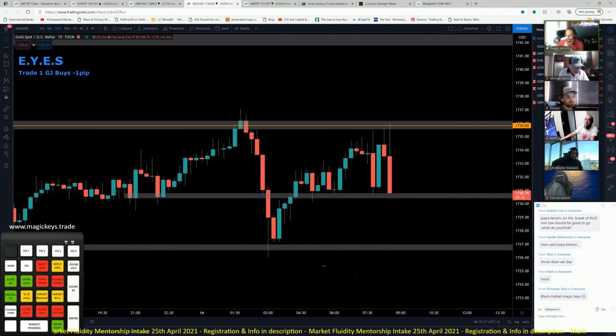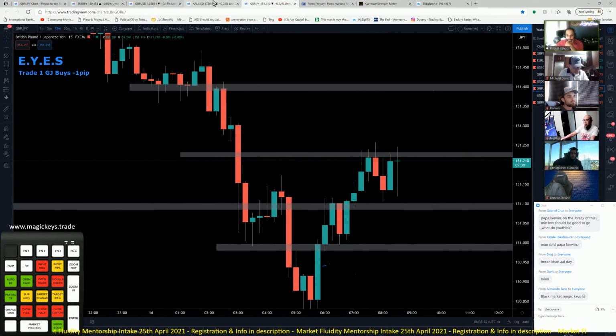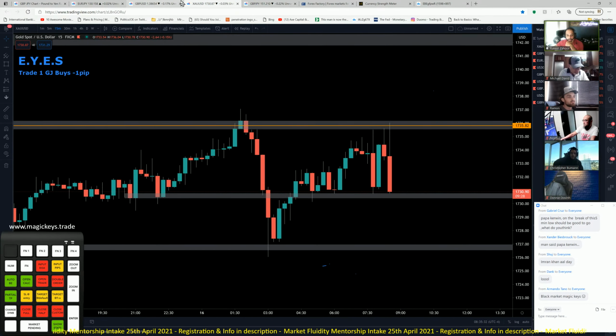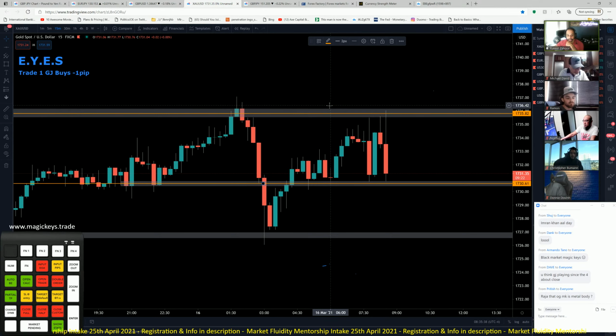GJ will consolidate, then drop. Okay, we're going to see what happens. We're just consolidating at this point. Gold, no idea what gold is doing. It didn't really break above 36, coming down towards 1730. See if we're going to break this or not. Do you trade on Sundays? No.